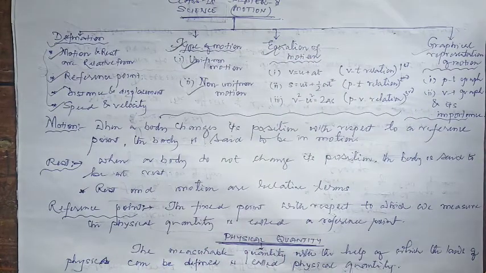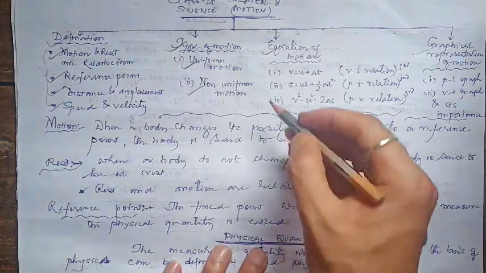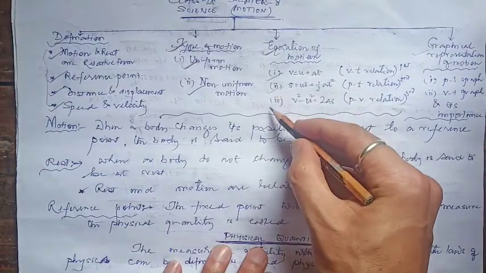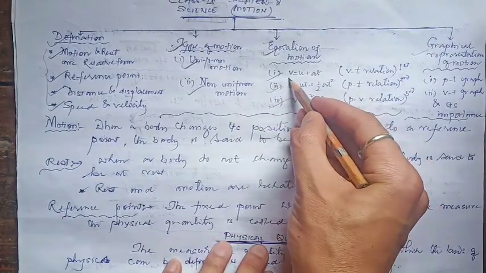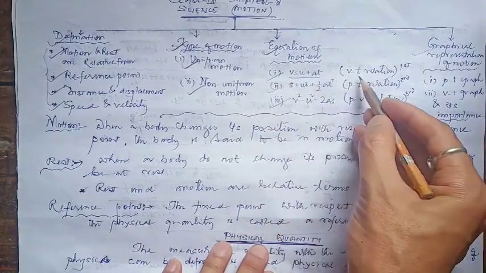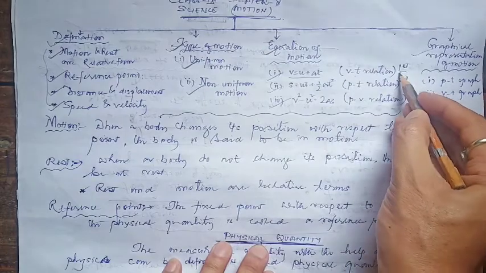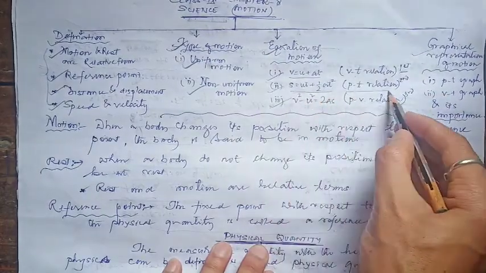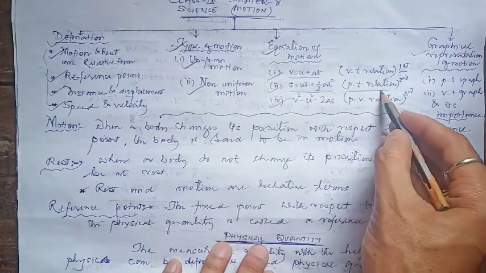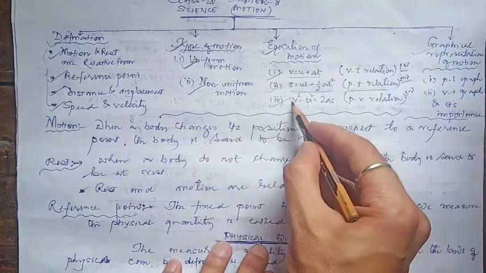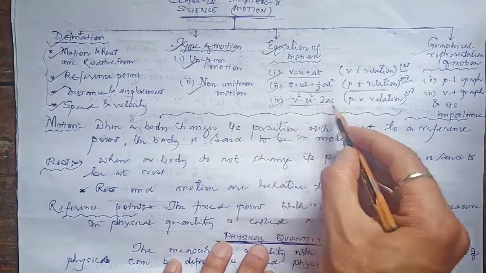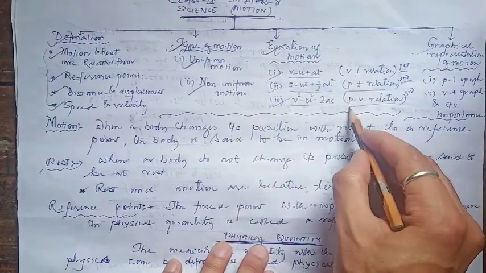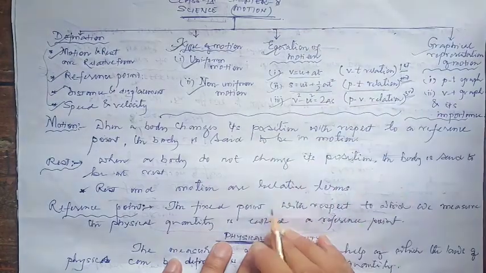Now, linear motion can be represented by certain mathematical equations. So we will discuss those equations: the first, second and third equation. The equation v = u + at is called the v-t relation, also called the first equation of motion. s = ut + half at square is the p-t relation, which means position-time relation, also called the second equation of motion. And v square minus u square equals 2as is the p-v relation, meaning position-velocity relation, also called the third equation of motion.